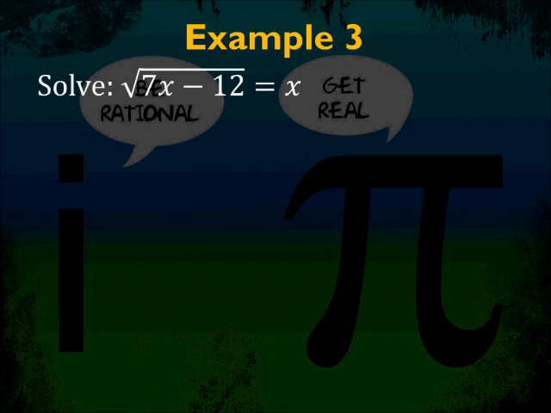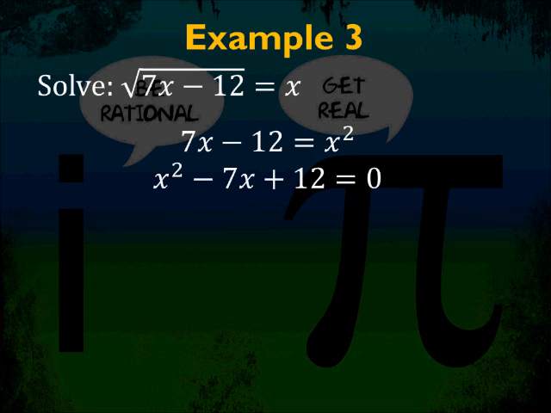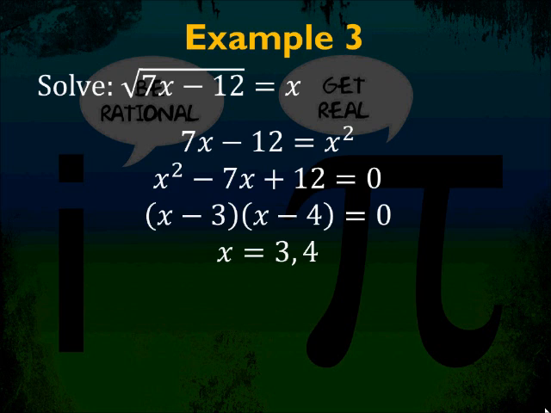Number 3, we have radical 7x minus 12 equals x. This is something that I think you can do on your own. Attempt this one and then check your answer when you're finished. So you square both sides, and you get 7x minus 12 equals x squared. You're going to have to do some factoring. Let's move all the terms to the right side, so we get x squared minus 7x plus 12 equals 0. Now we factor: x minus 3 times x minus 4 equals 0. So our possible solutions are 3 and 4.